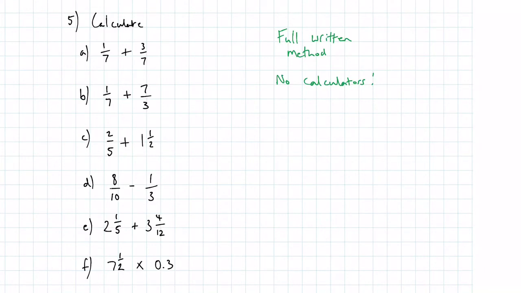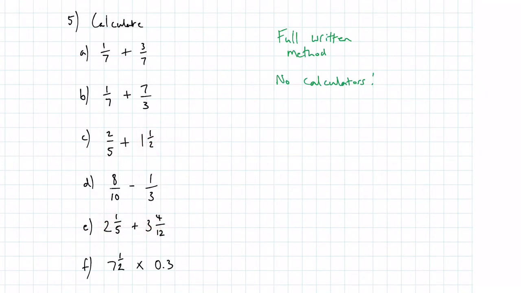Now there's not much method to show on this first one because the denominators already match. So this would be an example of where you could just write the answer straight down. But on this question here, where you'll have to use common denominators to change the fractions before you can add them, that requires a method that you need to show me. Same here, you'll have to turn this into 3 halves. These need conversions before you begin.